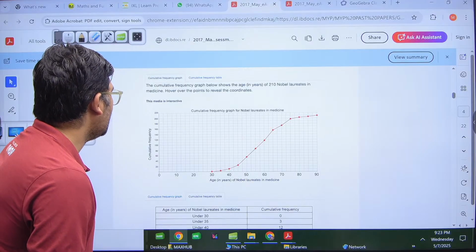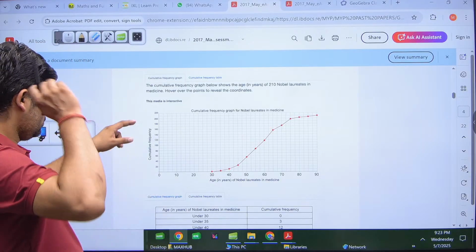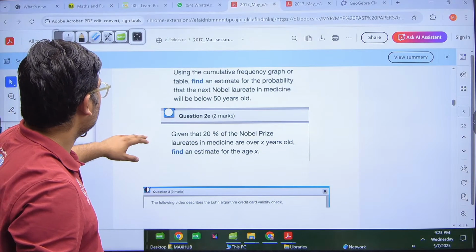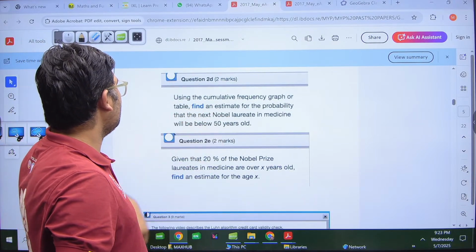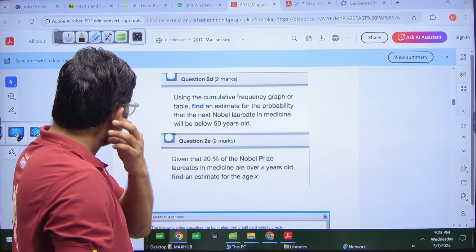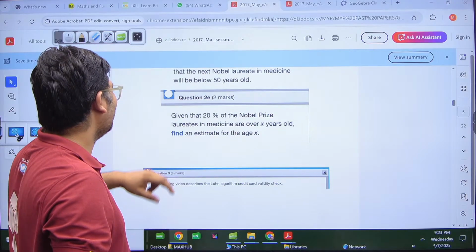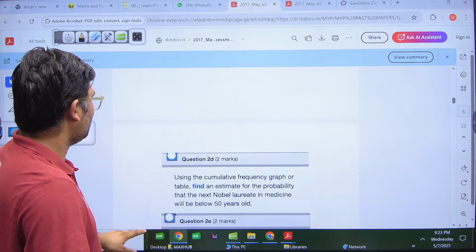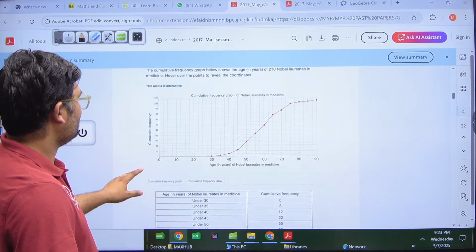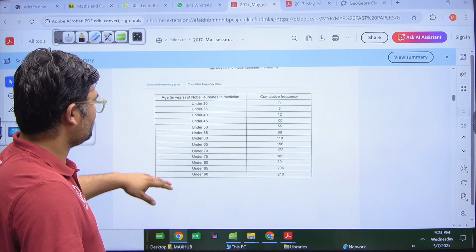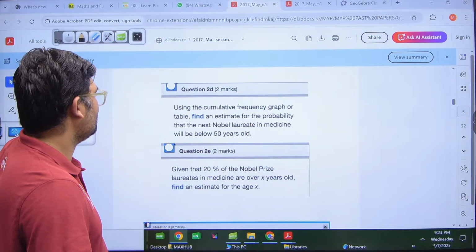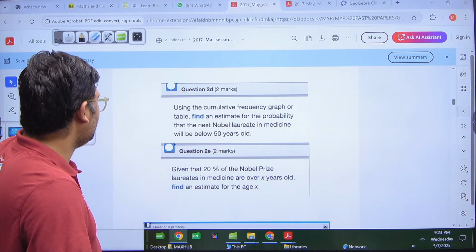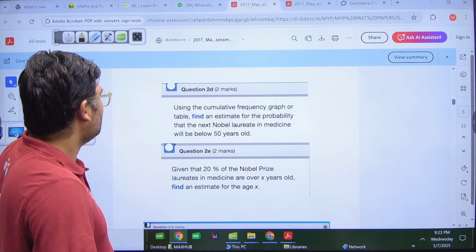Cumulative frequency graph. Using the cumulative frequency graph, find the estimate of the probability of the next. I don't know how to do this question. Okay. Just let me read the question. See this. Okay, that's easy. Find the estimate of the probability that the next Nobel laureate will be below 50 years old.